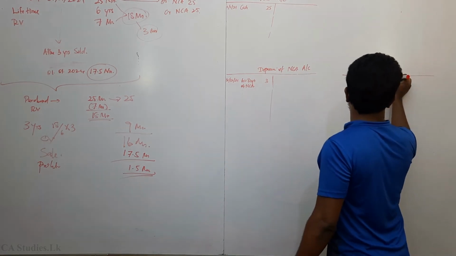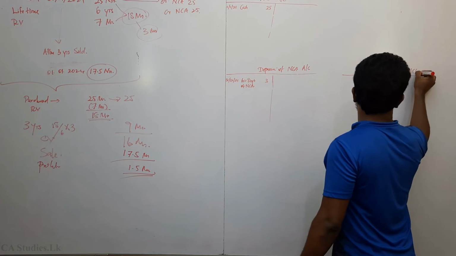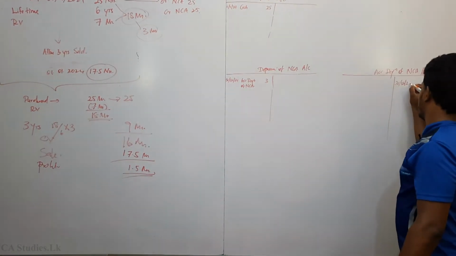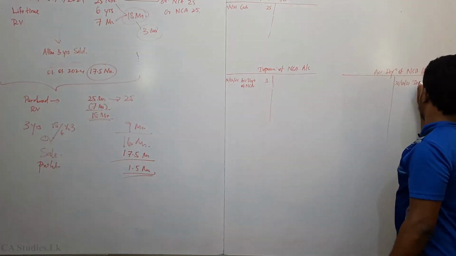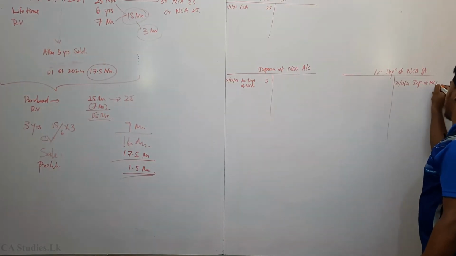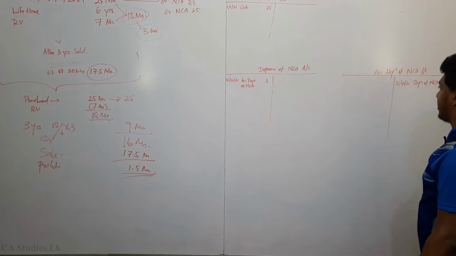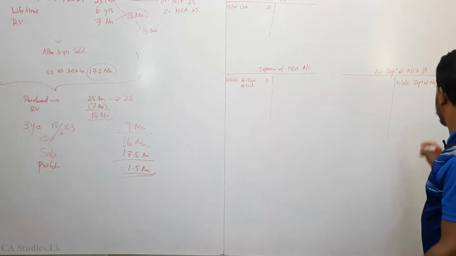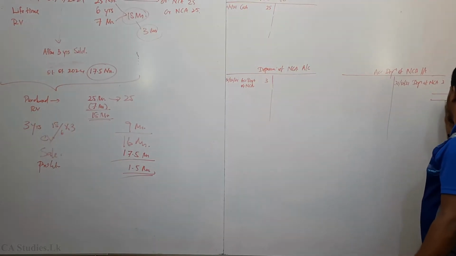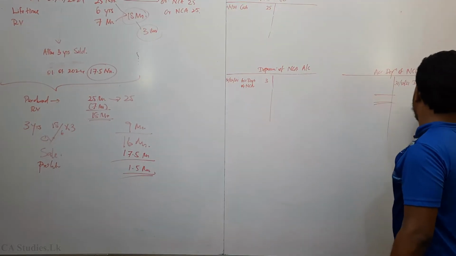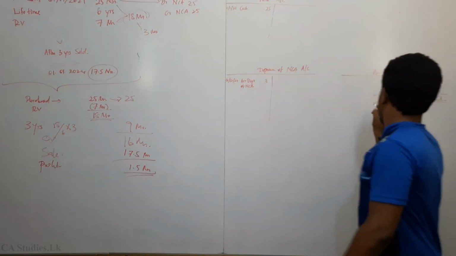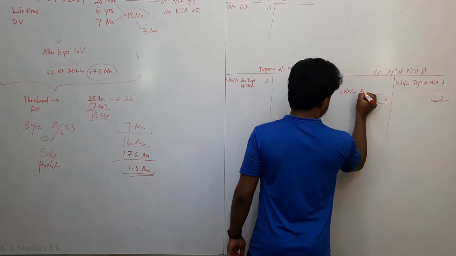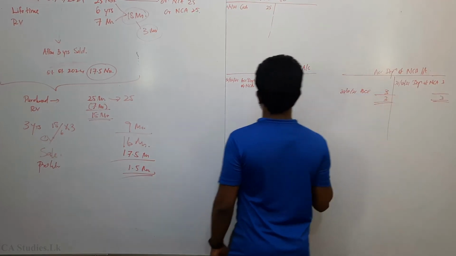Accumulated depreciation of non-current asset account, 31st December 2021, depreciation of non-current asset 3 million. Now one year is closed, so we close the accounts. Accumulated depreciation I close. So 31st December 2021, balance carried forward is 3 million.